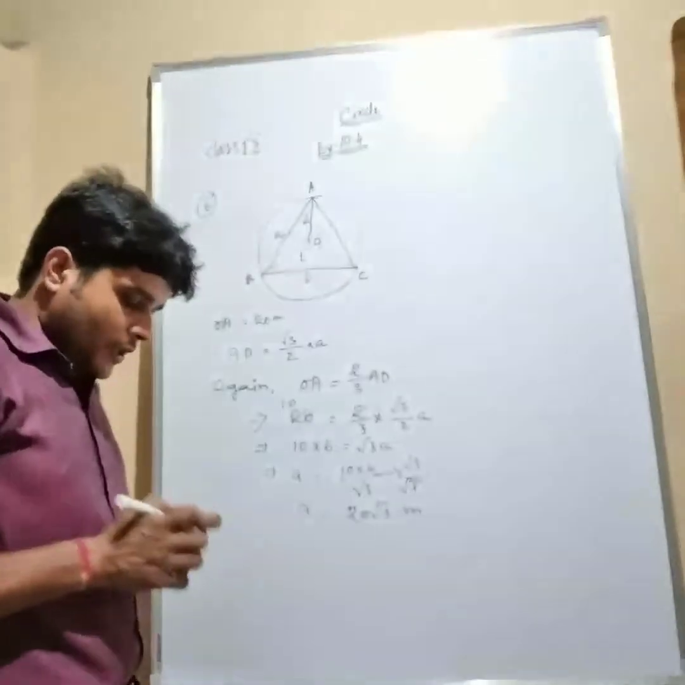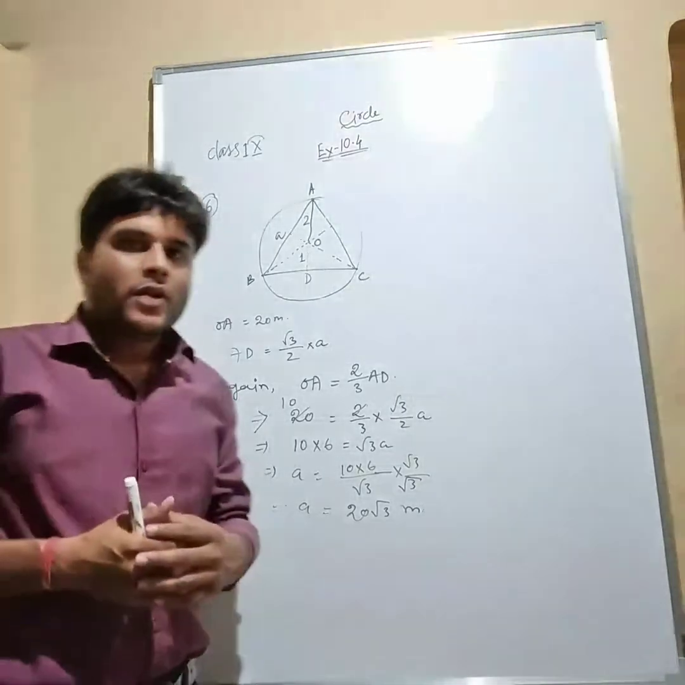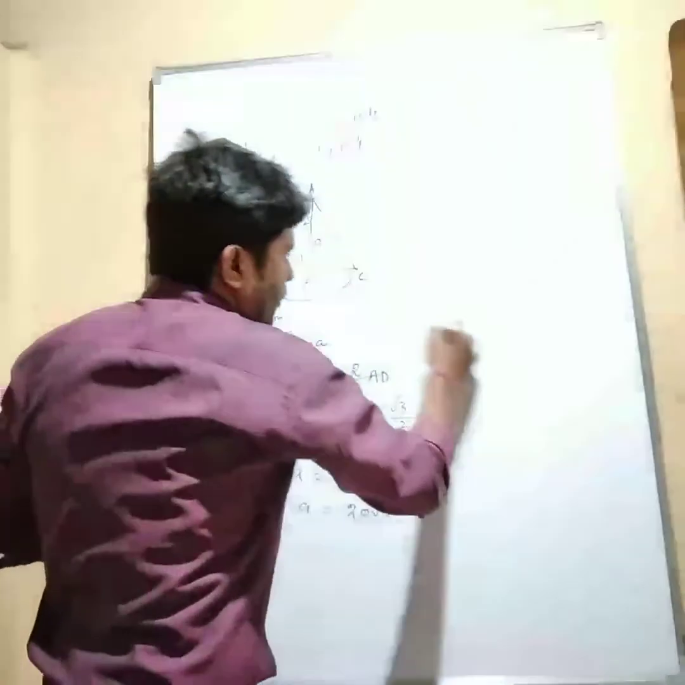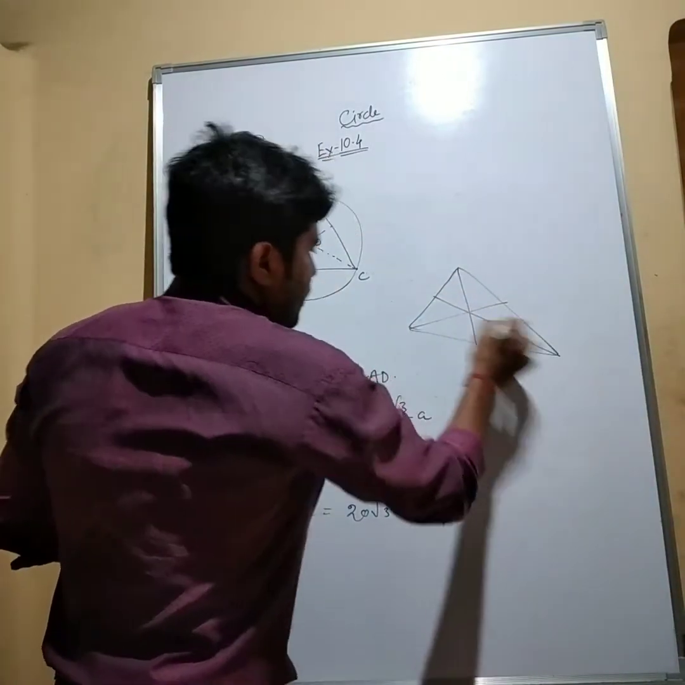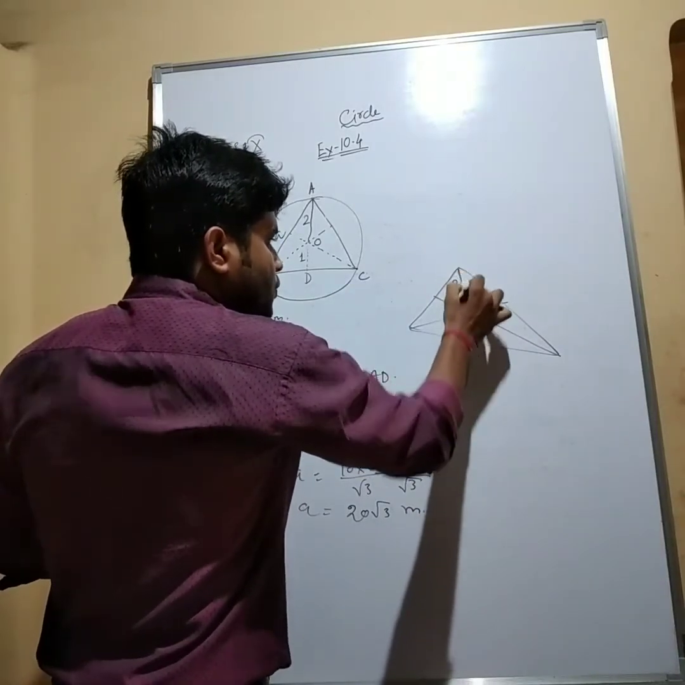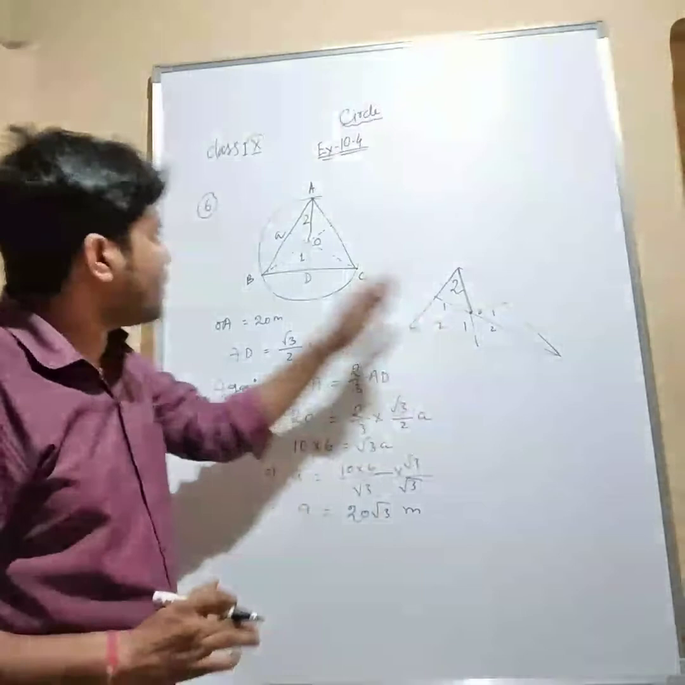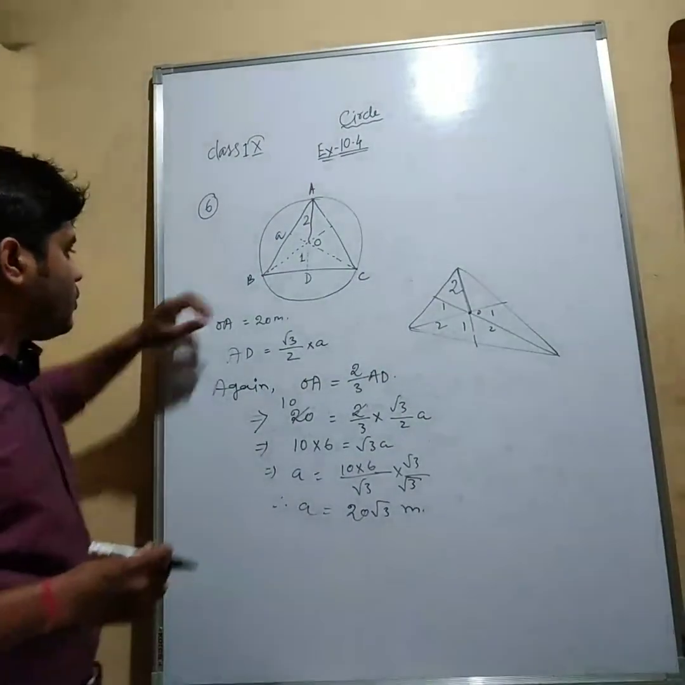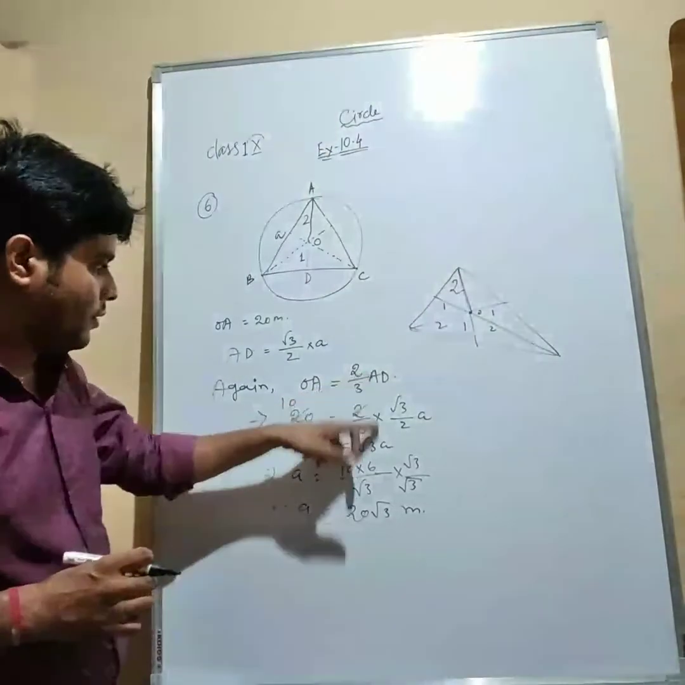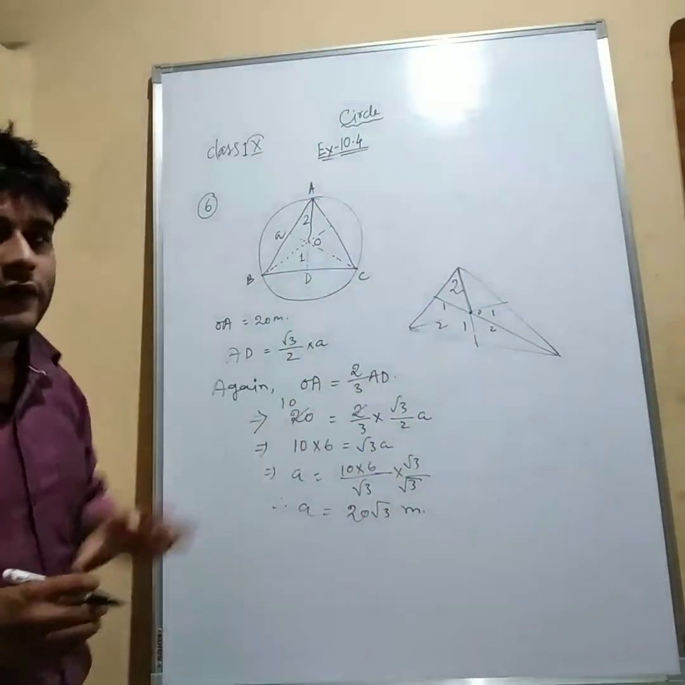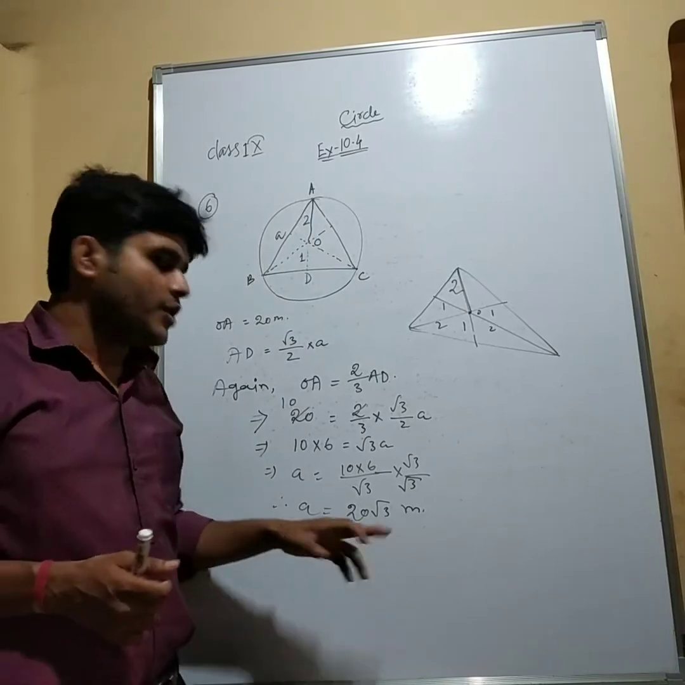Understood? Again I am going to explain this one because this is very important and interesting also. For any triangle, we have one result: this is the median, this is also the median, this is also the median, and they intersect at a point, so this ratio is 2:1 every time. Just use this concept here. The radius 20 is given. Try to find out the radius OA in terms of AD, and from there you find out the side of the triangle. Because it is an equilateral triangle, the length of each string is 20 root 3 meter.